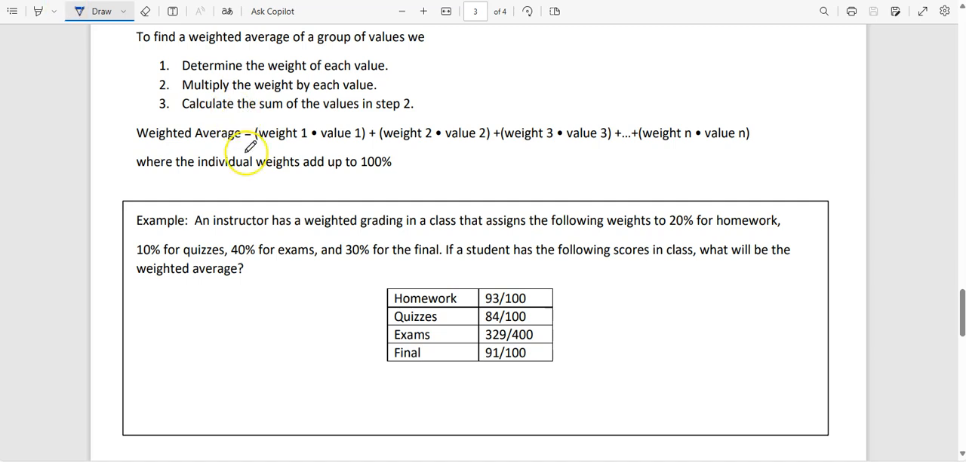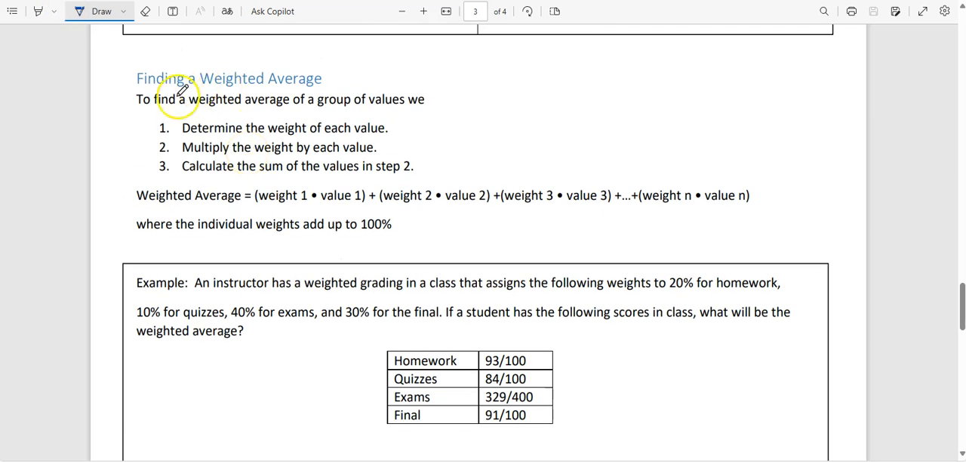Let's take a look at finding a weighted average. So first you determine the weight of each value, then you multiply the weight by the value, and then you calculate the sum of all of those values in step 2.